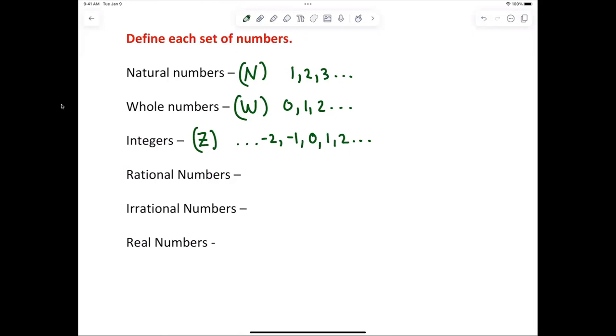Now does anybody remember what I told you for rational? There's a fraction, right? We remember that because ratio is the root word. And what letter do we use for rational? Q. Very good. Rational, I just want you to write down, is any number that can be written as a fraction. That's the definition of rational.